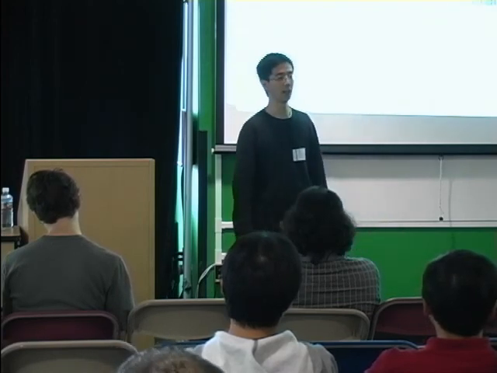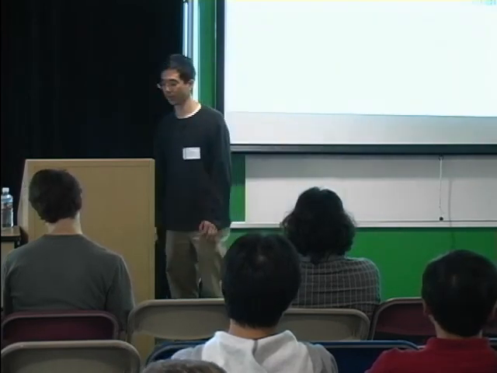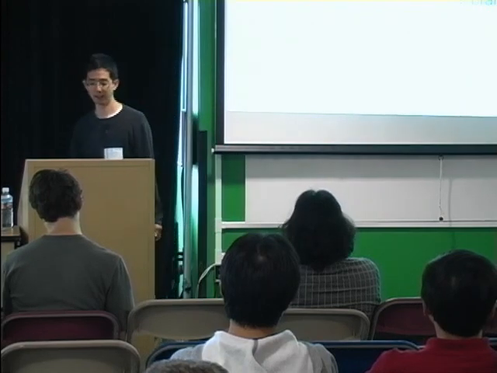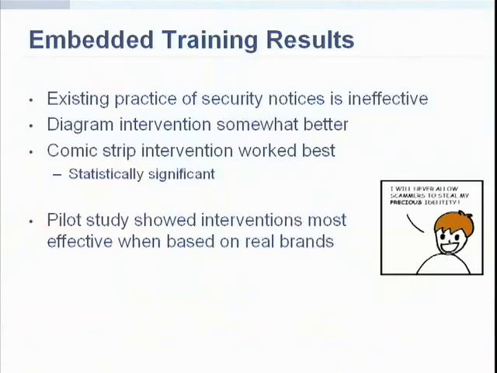I won't show you the specific stats here, but I have them as a backup slide if you want. Unsurprisingly, the existing practice of security notices is completely ineffective. People thought they already knew it, or had already received tons of these, and they just didn't care. The diagram intervention, the rationalistic one, only works somewhat better. But the surprising one is that the comic strip intervention worked the best, with statistically significant differences.